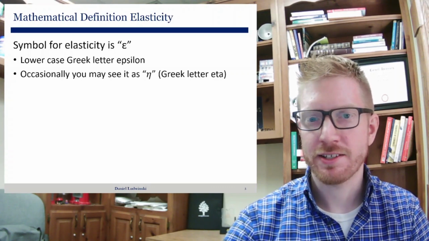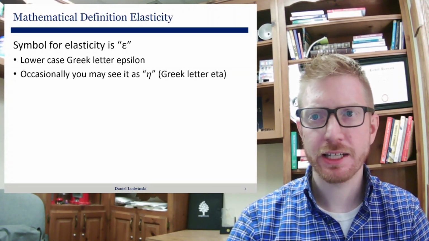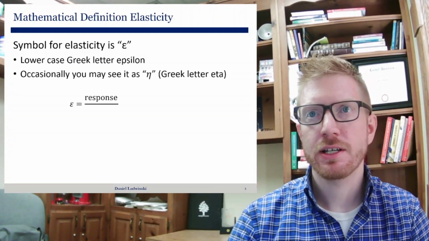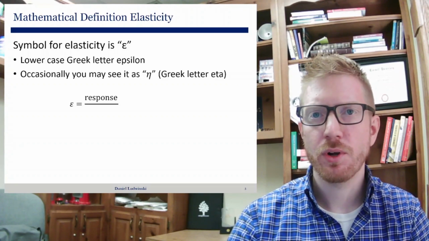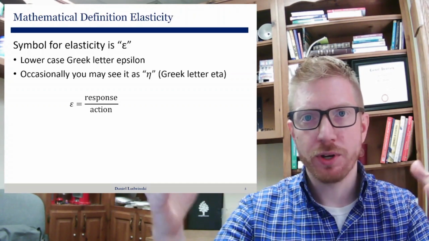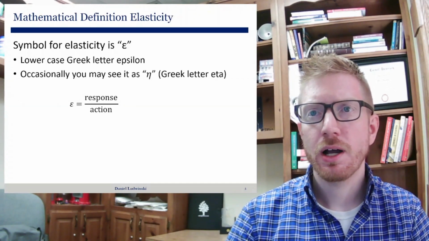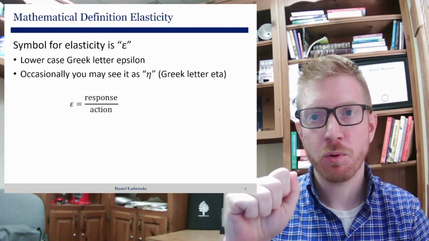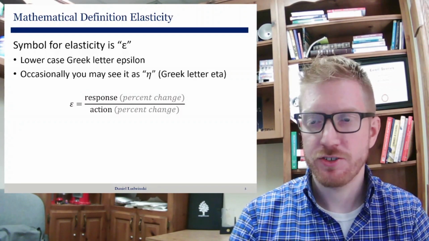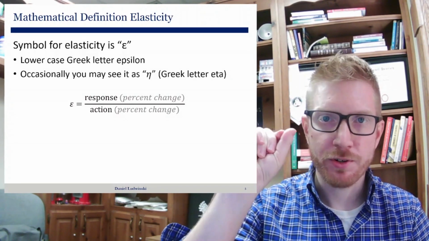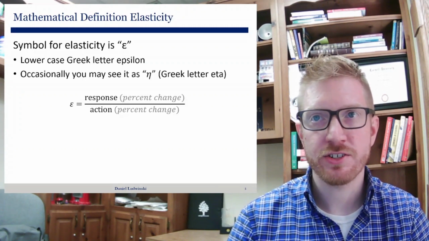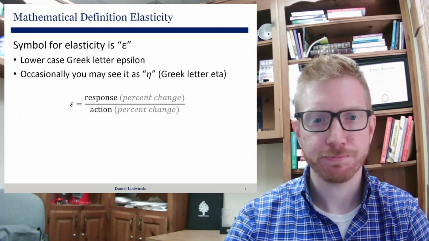So mathematically, elasticity, again, we're thinking about this response and an action. So it's not just response divided by action, similar to what we talk about in maybe a slope, but the response is going to be importantly measured in percent change. And so is the action. We're looking at a percent change in terms of the response divided by the percent change of the stimulus or the action.